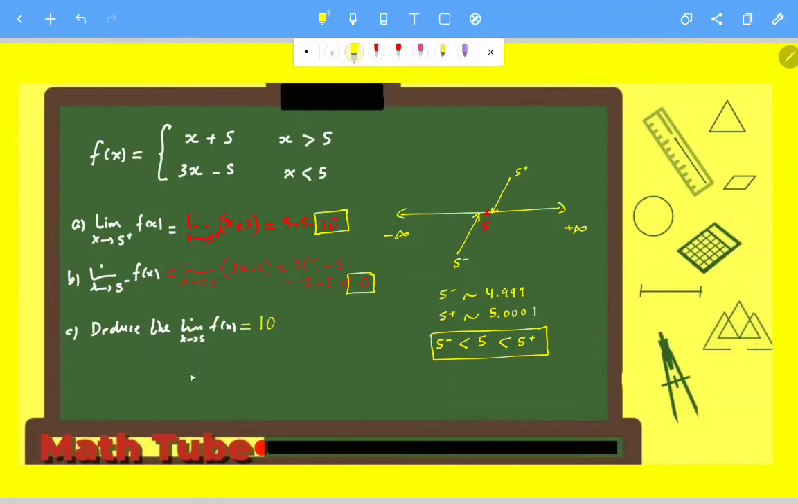I can remind you of the existence of the limit as x tends to a. We say that the limit as x tends to a for f of x exists and equals L if and only if the limit as x tends to a plus for f of x equals the limit as x tends to a minus for f of x, which means that the left-sided limit is equal to the right-sided limit. This one is the right-sided limit and this one is the left-sided limit.